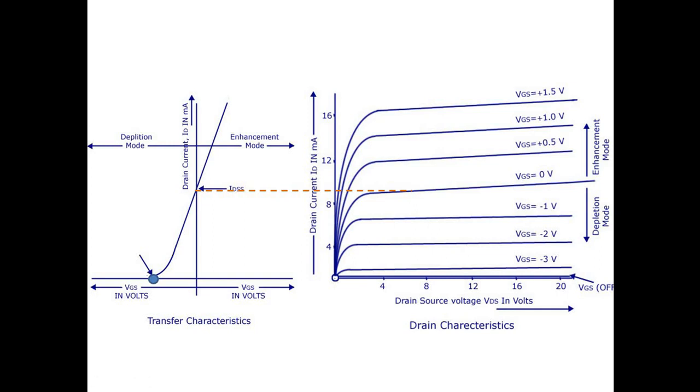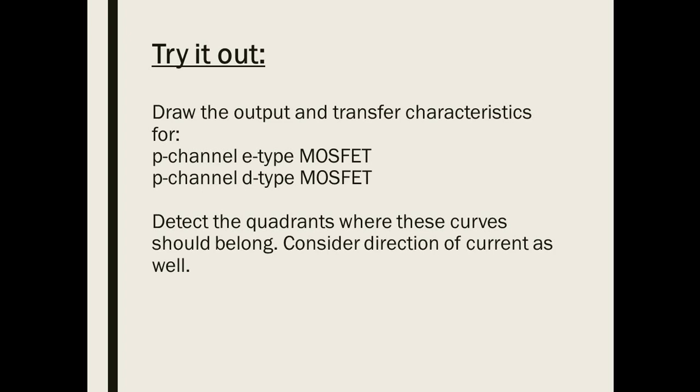Read it out, try to understand whatever we have discussed. If you have any doubts, please let me know, and try to figure out some more aspects of whatever we have discussed so far. You can extrapolate that to understand how the output characteristics will look like for p-channel enhancement type MOSFET or p-channel depletion type MOSFET. Okay, you can also extrapolate and draw the transfer characteristics for the same devices.